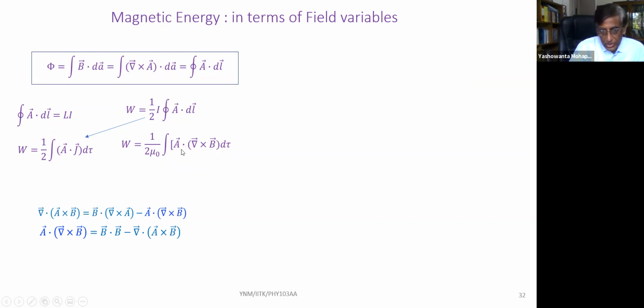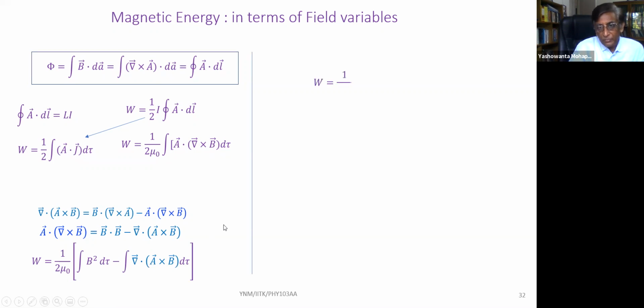Because I want to partially do the integration by parts on the term A dot del cross B, all right? But del cross A itself is B. So this term is B dot B, or B squared. So this integral I can write down as W equals 1 by 2 epsilon naught, the first term becomes B squared d tau, minus this term, that is del dot A cross B d tau.